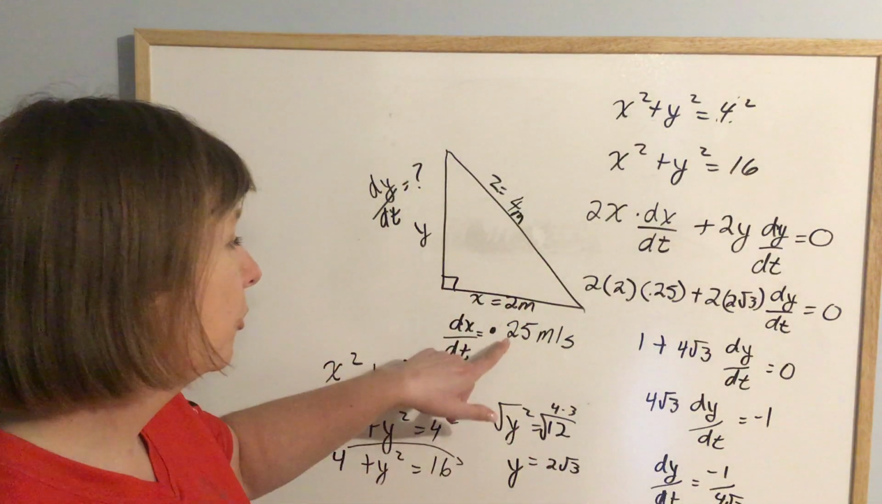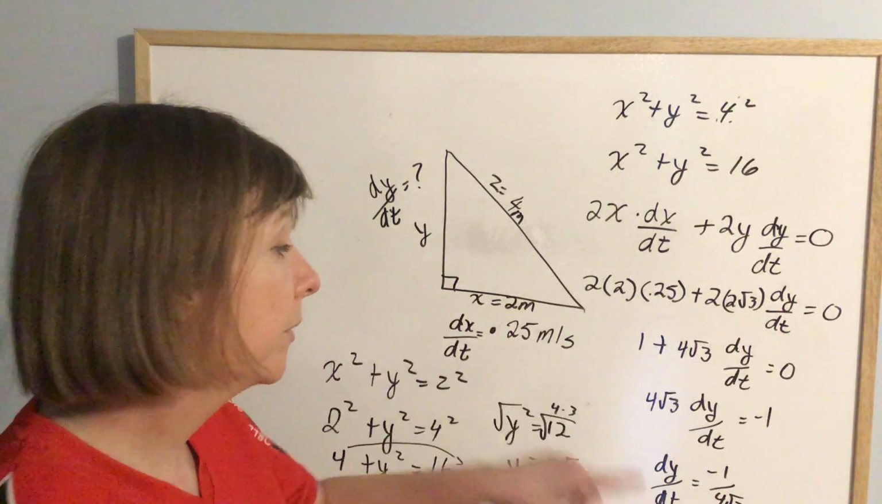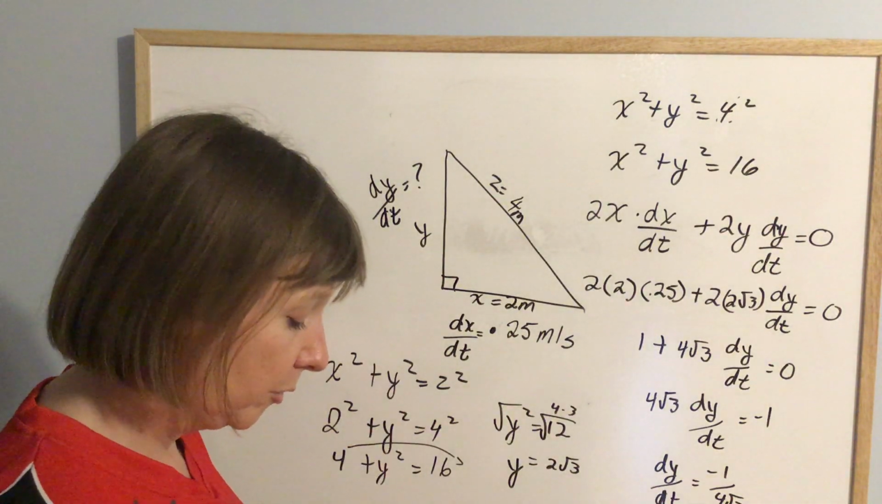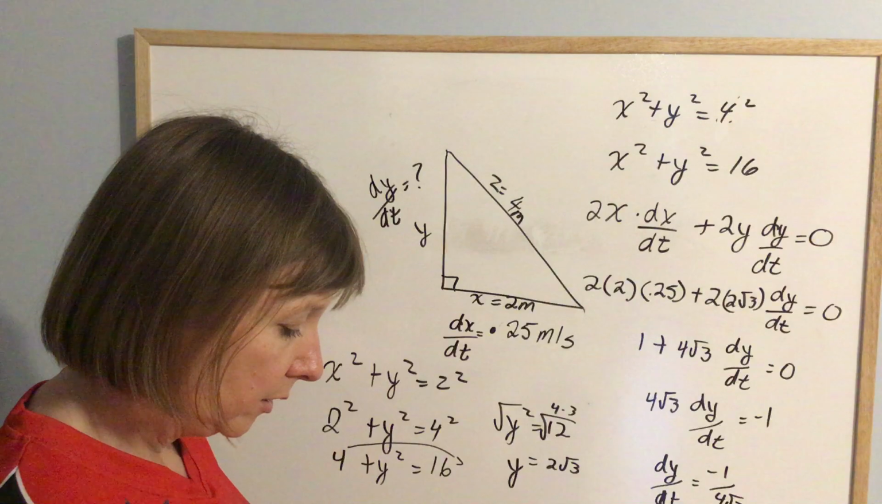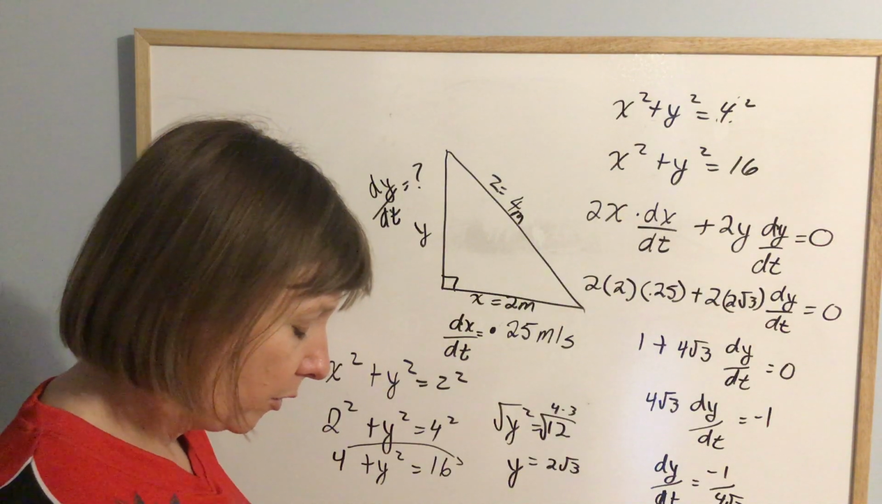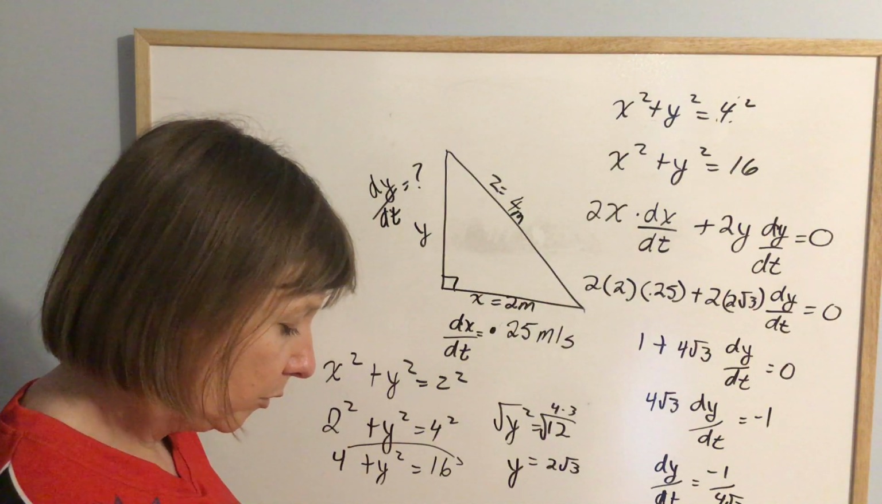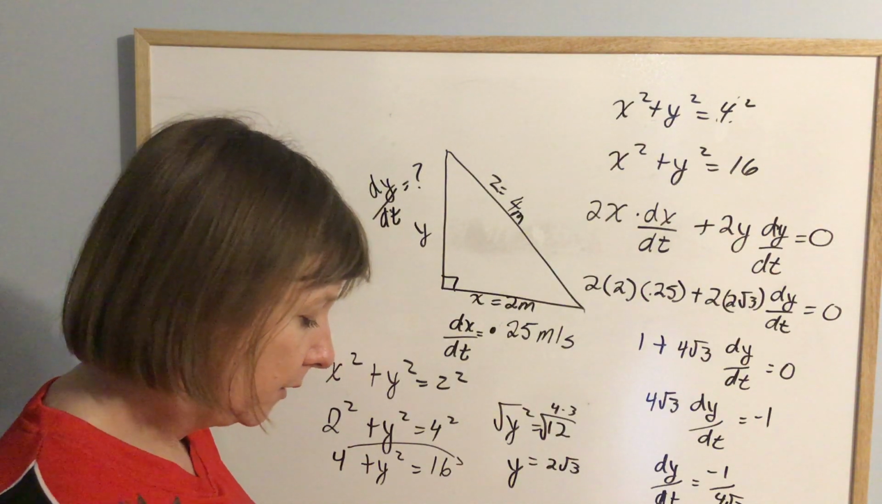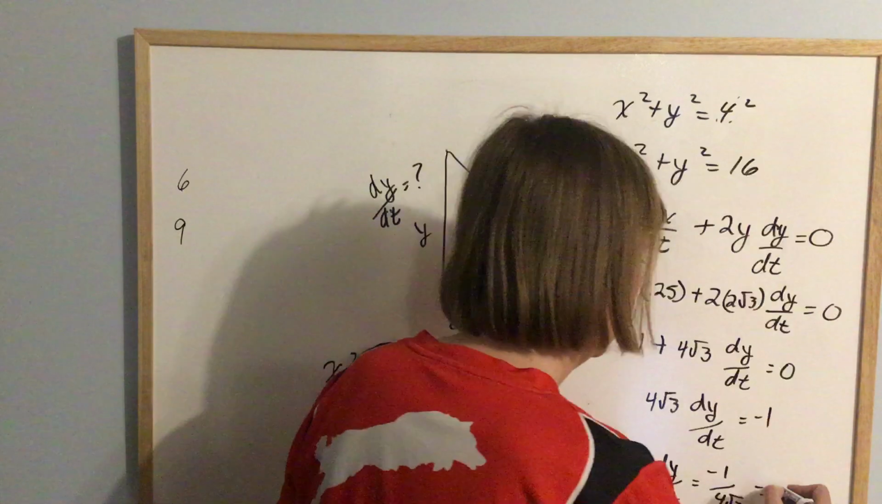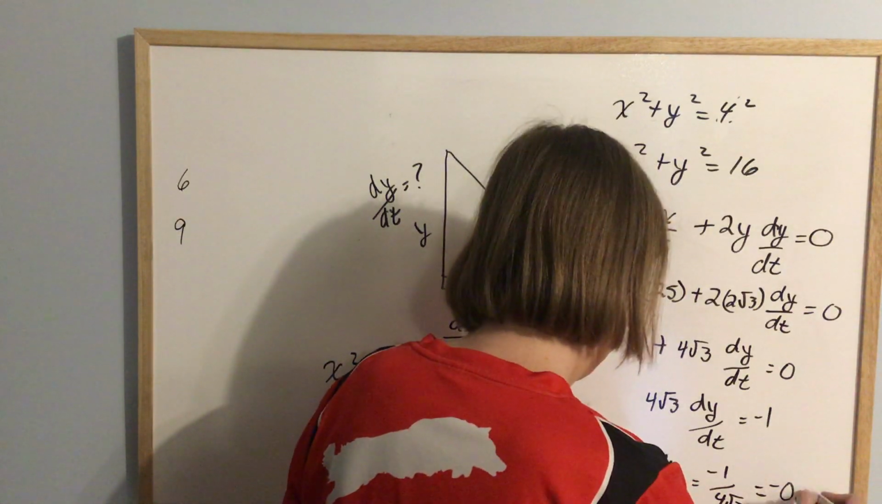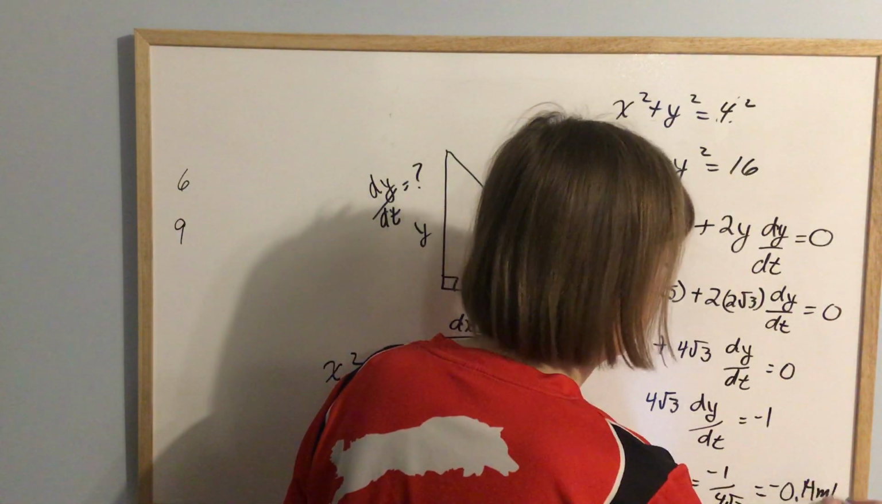Now, this was given as a decimal, so I would probably change that to a decimal. So 1 divided by 4 root 3 is negative 0.14 meters per second.